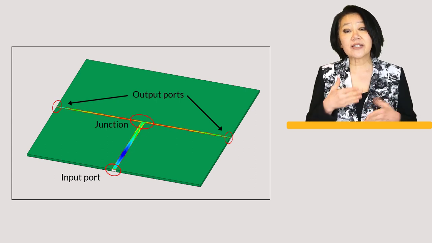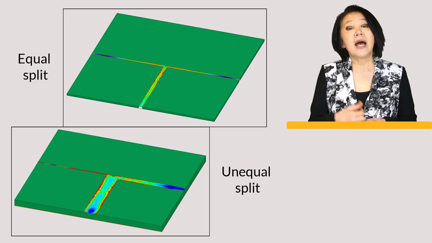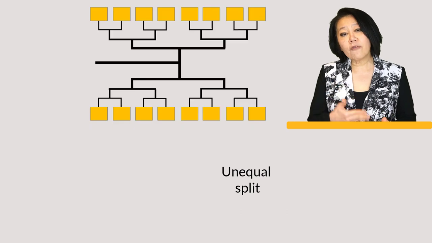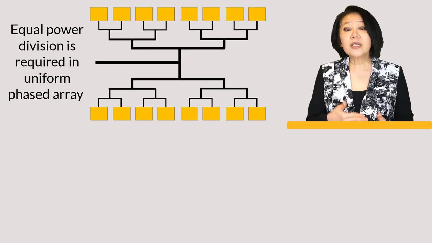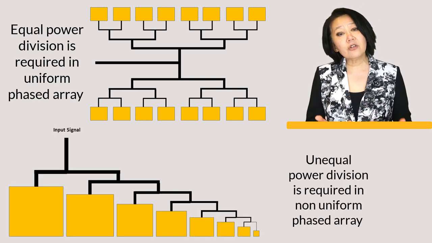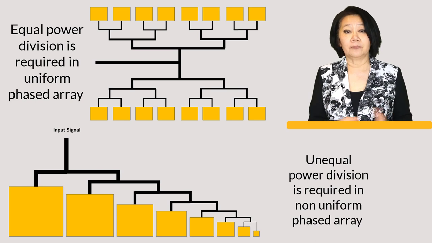At the junction where the signal is split, the signal is divided equally or in some ratio depending on the application. For example, if you're feeding a uniform phased array, then you need an equal power division. If it's a non-uniform phased array, then you need an unequal split of the power.